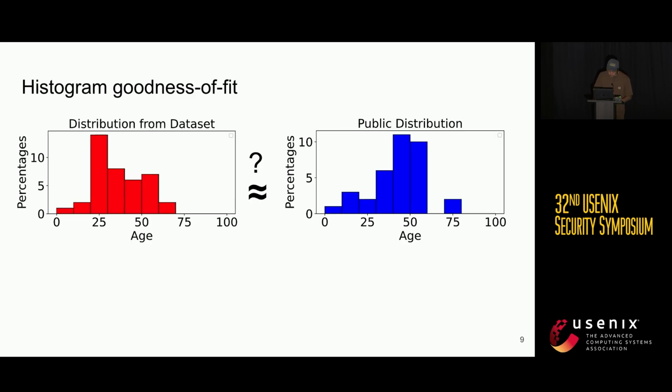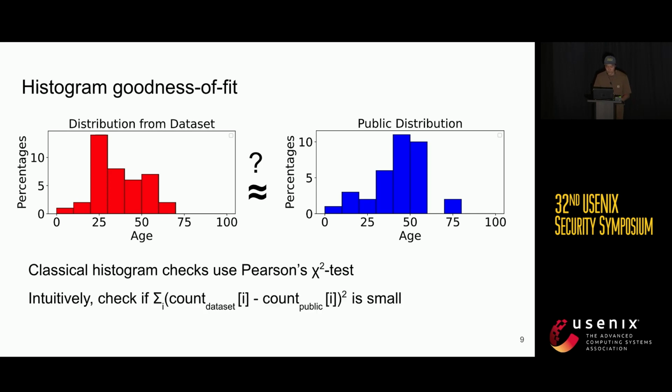So one of the most powerful distribution tests available is known as the histogram check. You can check whether the distribution of the data set is going to be close or closely related to a public distribution that's widely available. In our bank example, we can check whether the distribution of the age data set is going to be similar to just a public age distribution available freely on the internet. And the way we can do this is Pearson's chi-square test.